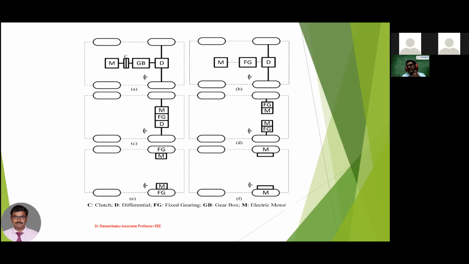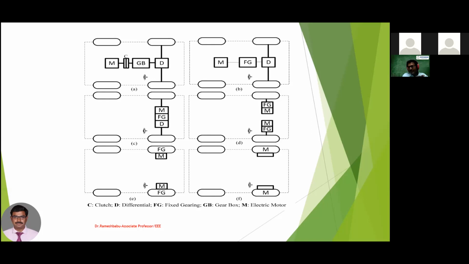And in the fourth configuration, we are going to eliminate the differential. What is the function of the differential? It provides different speeds for both wheels. When you take a bend on the road, you can see that both wheels are operating at different speeds. For that, a differential is mainly used. So if you remove the differential, what happens? You need to use a separate motor for each wheel. That is the concept used in the next configuration.